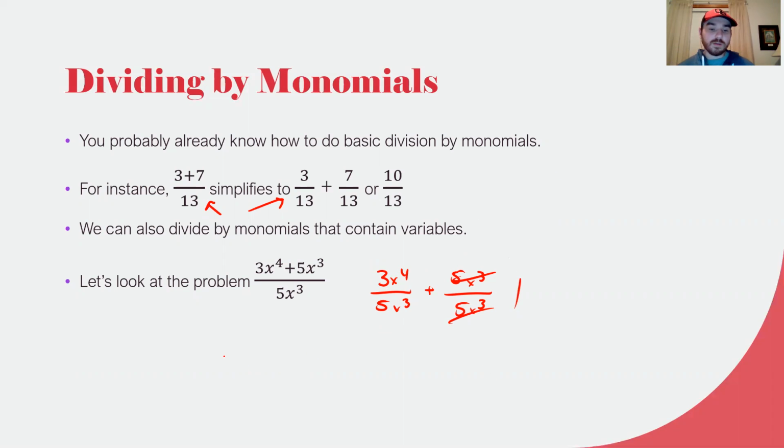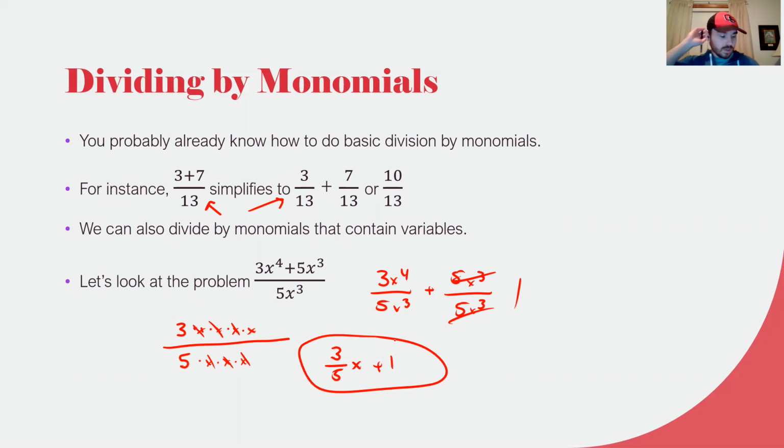This one's a little bit tougher, but if we remember what exponents actually mean, 3x to the fourth is the same as 3 times x times x times x times x, and 5x cubed is 5 times x times x times x. We can cancel these. Can't really do anything with the 3/5. You still have 1 x left on the top. So this is equal to 3x over 5. And then we add in our 1, and this would be our solution.